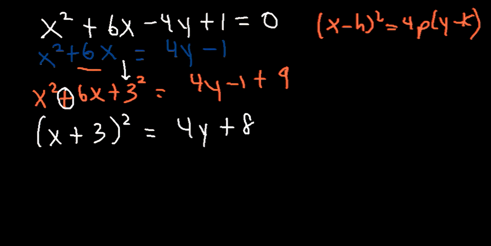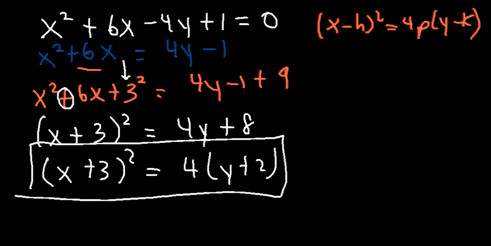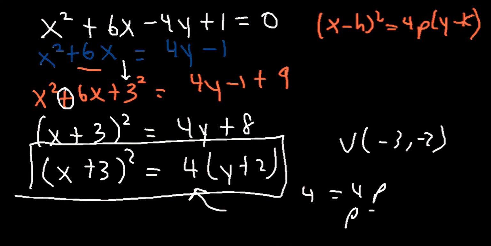So all we got to do now is factor out a 4 from the right side. So it's 4 times y plus 2. And now the parabola is in standard form. The vertex is negative 3 comma negative 2, and this number is equal to 4p, so p is 1. And that's basically it. So let's review the general equations for every conic section.